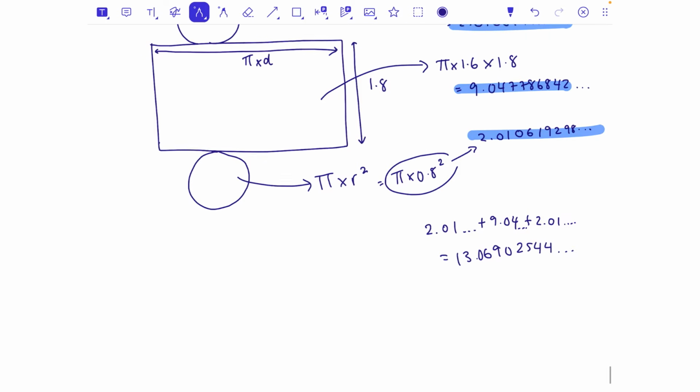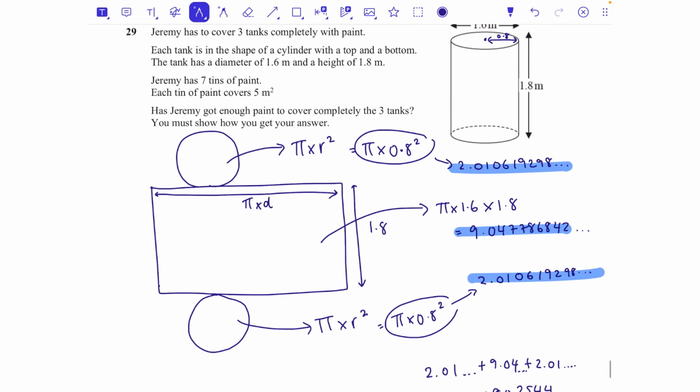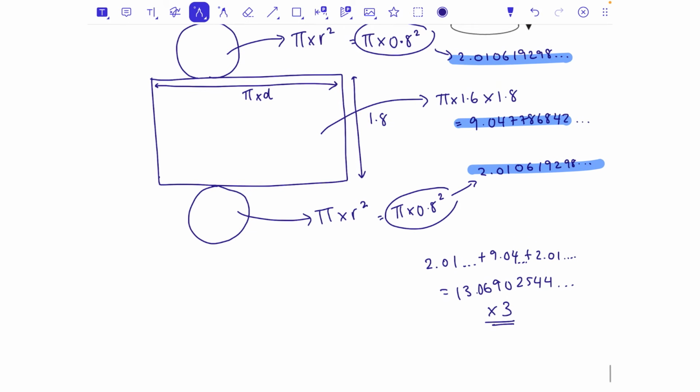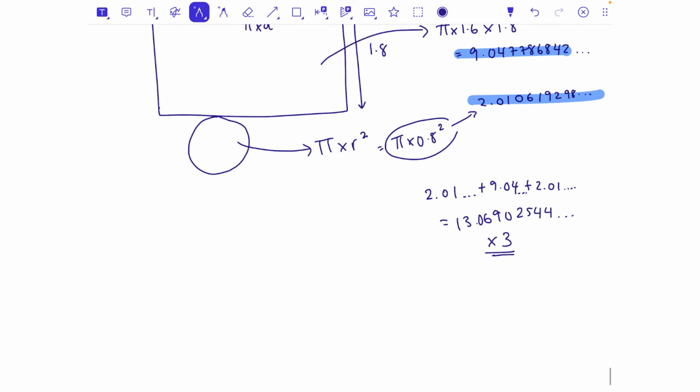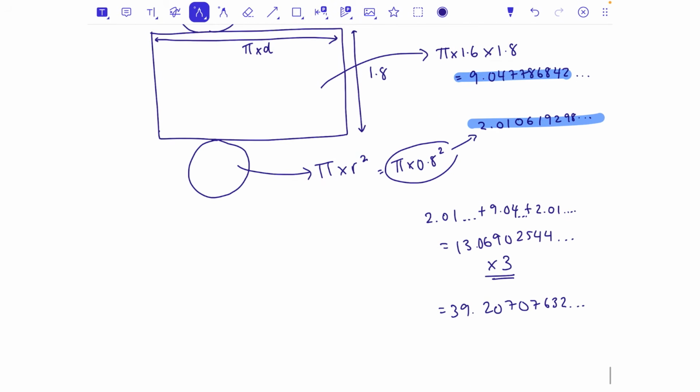Adding all of those values together, I get 13.06902544. Now that's the surface area of 1 cylinder, but I want the surface area of 3 cylinders, so I'm going to times that answer by 3. It says in the question that he's got 3 tanks to cover in paint. So I'm going to times that answer by 3, and that is 39.2070763.